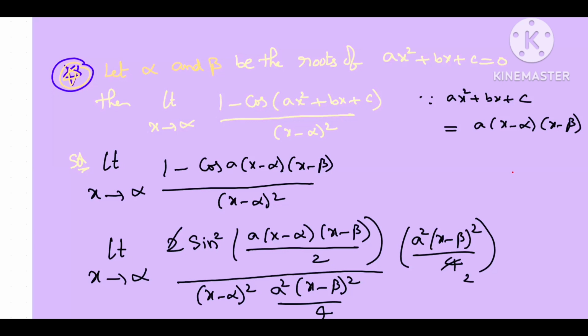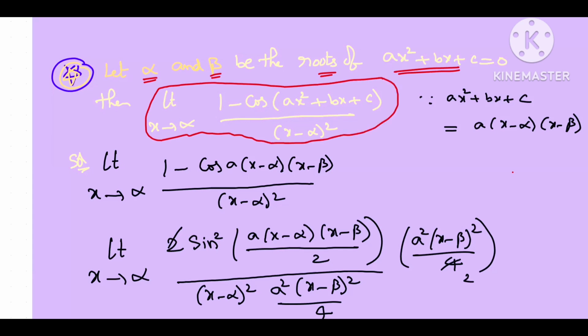Okay, now moving to the next question. What is the statement here? Let alpha and beta be the roots of ax square plus bx plus c equal to 0. Then find out this limit value. Okay, so what are the roots here? ax square plus bx plus c having roots alpha and beta. Therefore, ax square plus bx plus c is equal to a times of x minus alpha into x minus beta.